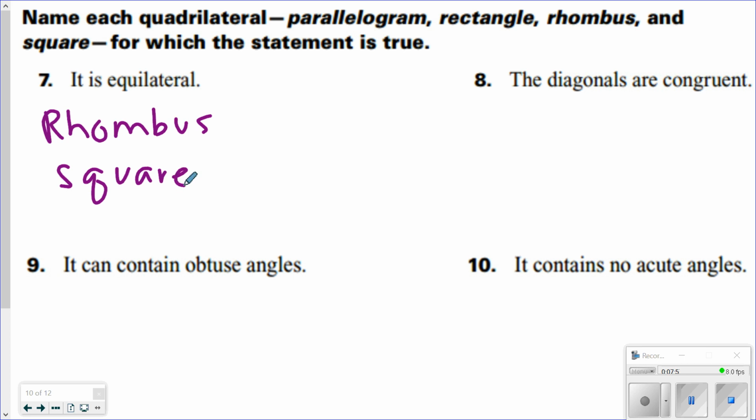Next, the diagonals are congruent. There's 2 of them for this. What are they? It would be a rectangle and a square.